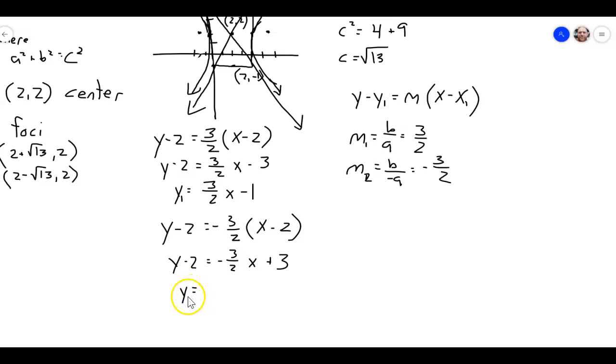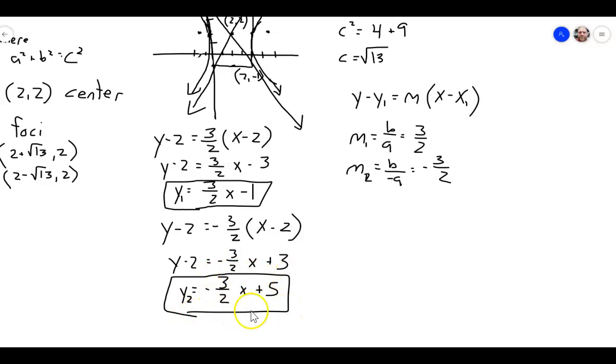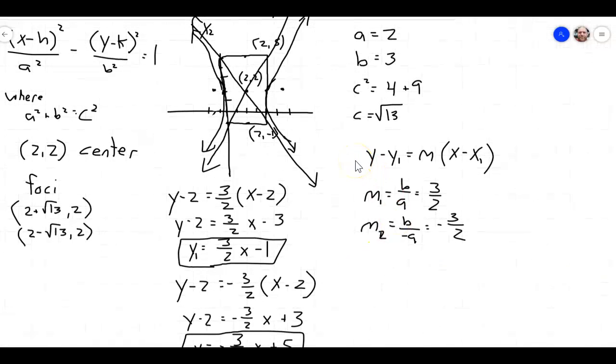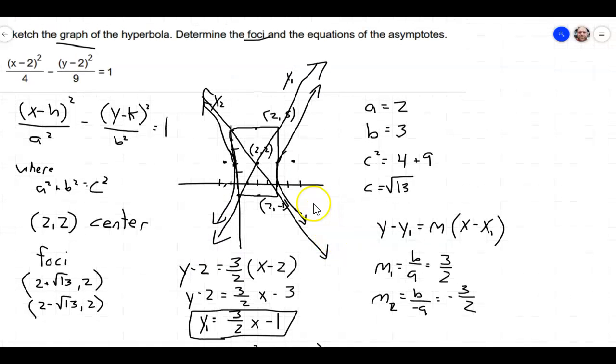So y is equal to, and this is y2, is equal to negative 3 over 2 x plus 5. And that's the equation for our second one. So we have the positive sloped one and the negative sloped one. And that's it. That's all it's asking for. A lot of work, but if we do it one step at a time and we first solve for our missing variables, and then we know our formulas, we should be able to get this.